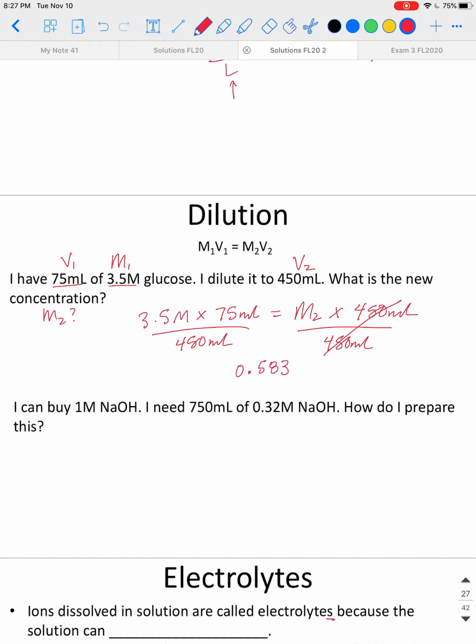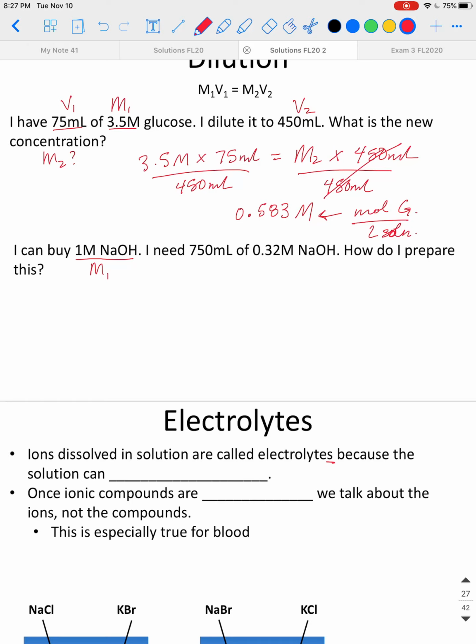Okay. So that's an example of a dilution problem. Another one we can work really quick. It says you can buy 1 molar NaOH. So this is definitely M1. I need 750 milliliters of 0.32 molar NaOH. So this is definitely M2. How do I prepare this?